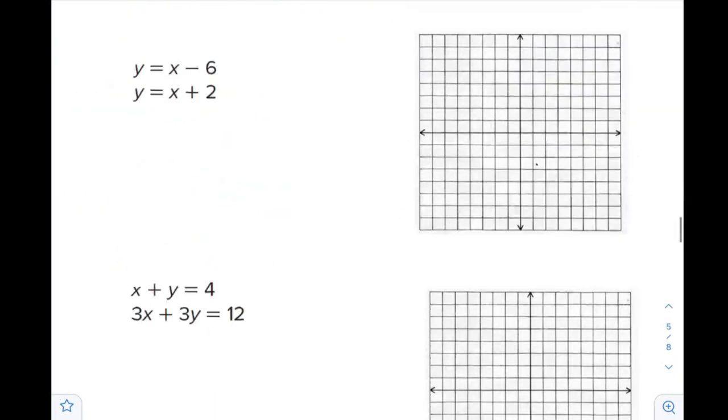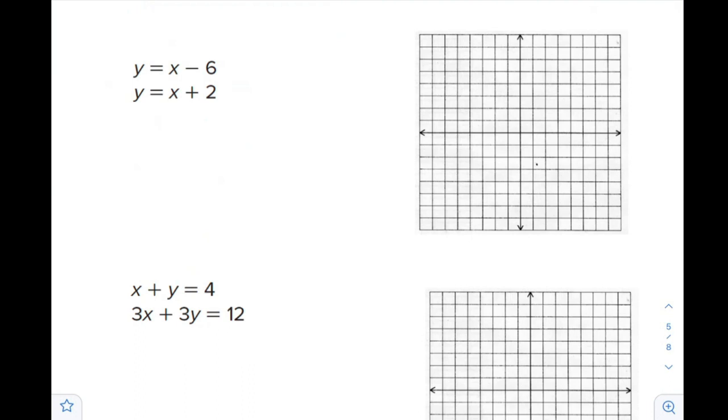Okay, let's move to this question. We should expect that they have the same slope, different y-intercept. That means they are parallel lines, and that means there will be no solution.